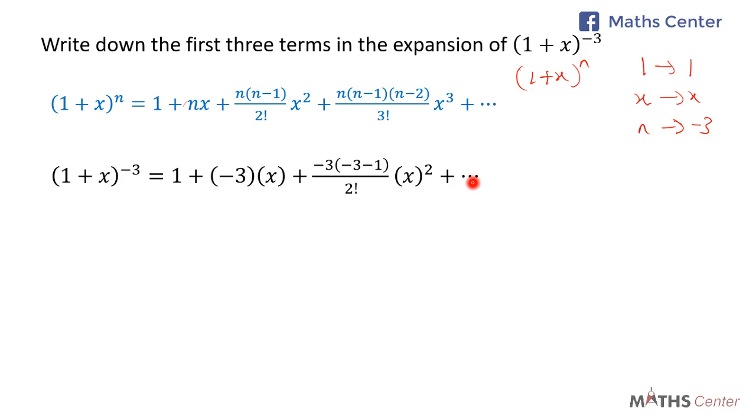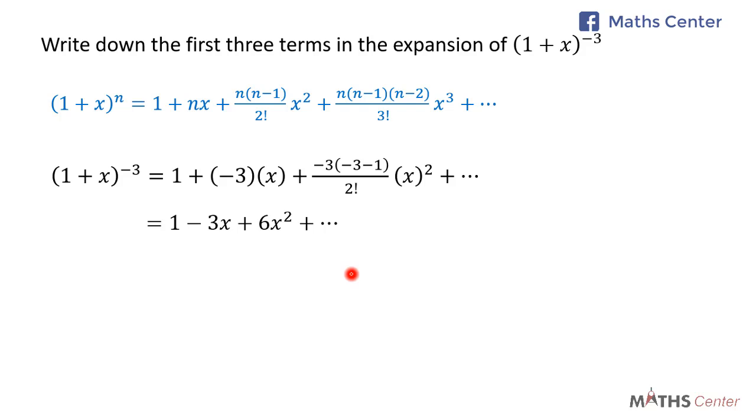Let's simplify this. 1 is 1. Negative 3 times x will give us negative 3x. Negative 3 times negative 3 minus 1. Negative 3 minus 1 will give us negative 4. Negative 3 times negative 4 will give us 12. 2 factorial is 2. 12 divided by 2 will give us 6. So we have 6x squared. And so the first 3 terms of the binomial expansion of (1 + x) exponent negative 3 will be 1 minus 3x plus 6x squared.